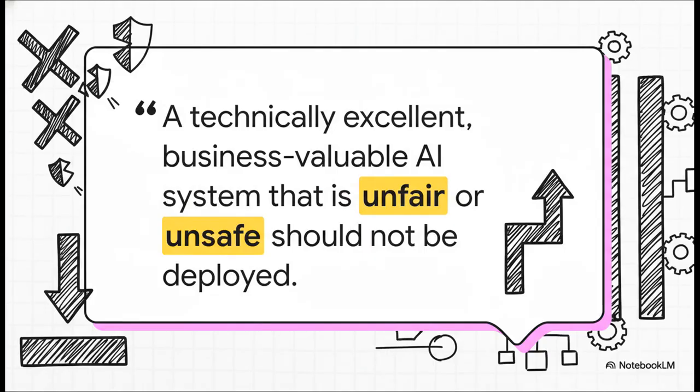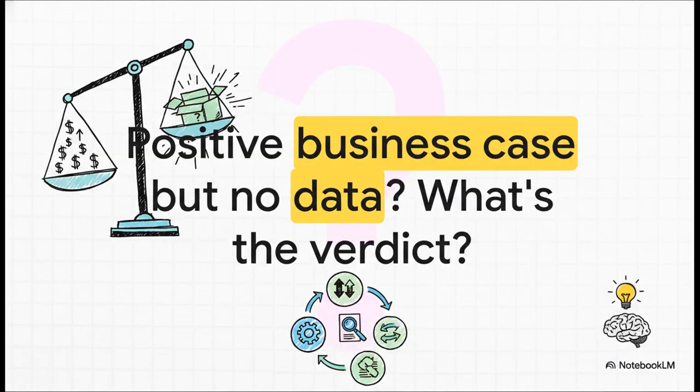I mean, this quote says it all, doesn't it? You could build the most technically brilliant, most profitable AI system in the world, but if it's unfair or opaque or unsafe, it's a failure. And that's the whole point of phase 1. It's a safety net designed to stop you from building the wrong thing or from building the right thing the wrong way. So let's end with one final brain teaser, the kind of thing you'll definitely see on the exam.